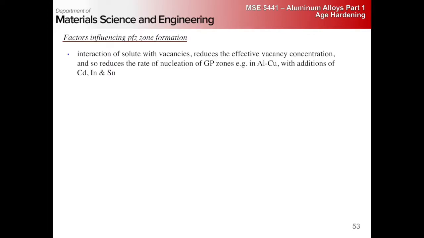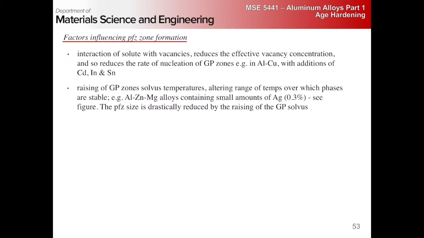So the factors that influence the precipitate free zone formation, right? Interaction of the solute with vacancies is going to reduce the effective vacancy concentration and reduces the rate of nucleation in GP zones. We just saw that. In other cases, in aluminum copper, if you add cadmium, indium, or tin, it will greatly reduce the rate of nucleation in GP zones. Right? We can raise the GP zone solvus temperature.